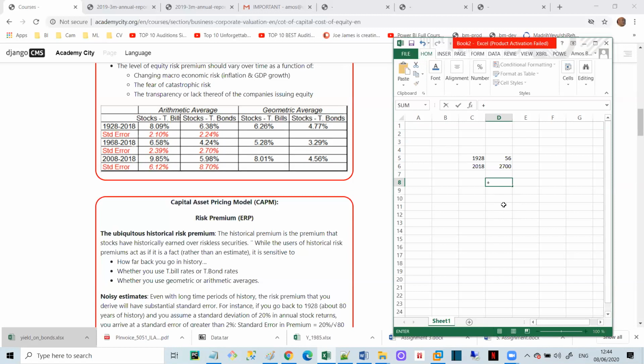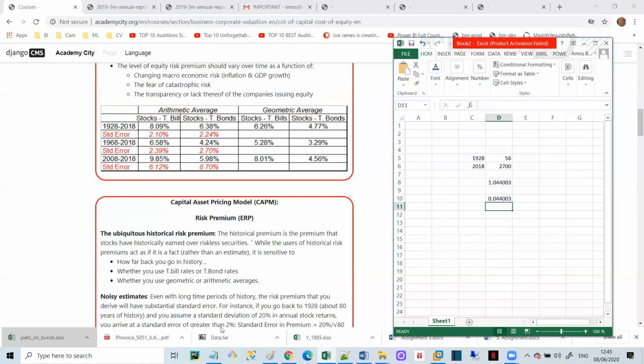I will take the number in 2018, divide that one by the number in 1928. This number is one plus the return for every year, power 90, because I have 90 years. So what I really need to do is go backward. I'm going to take now power of 1 over 90, because I have 90 years. Okay, it's like getting now 1 plus the geometric rate. If I take that number and subtract 1, I will get the geometric number.